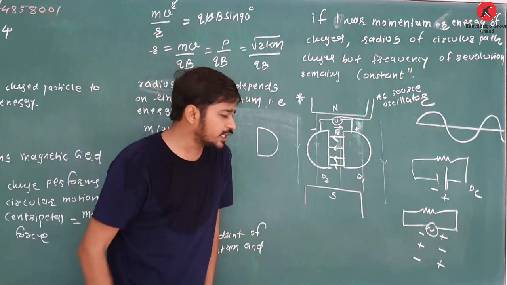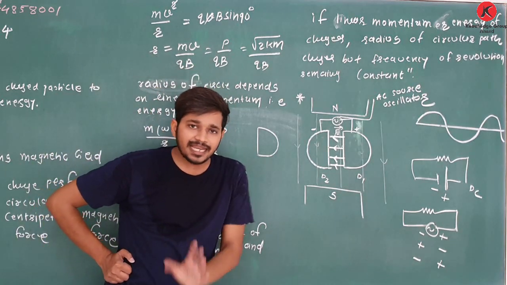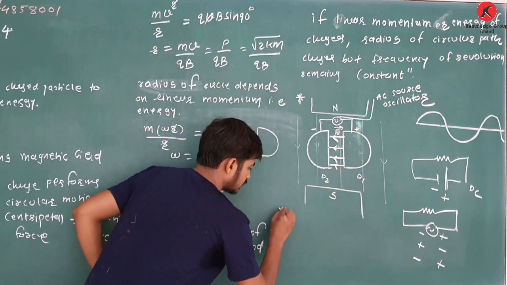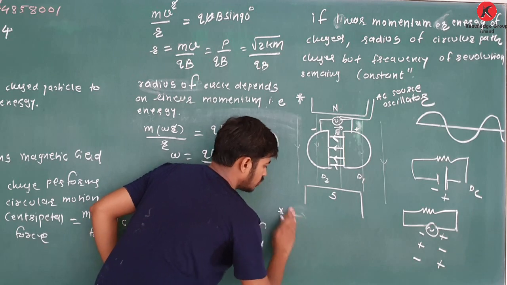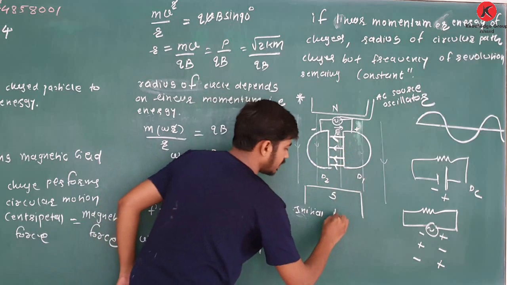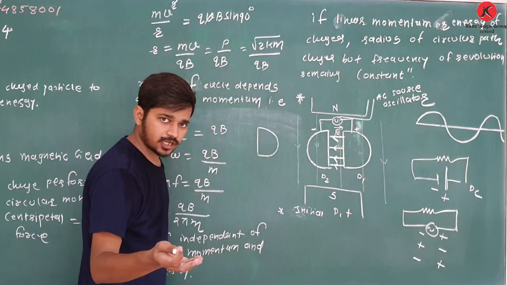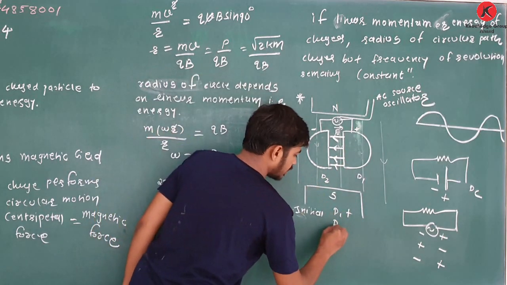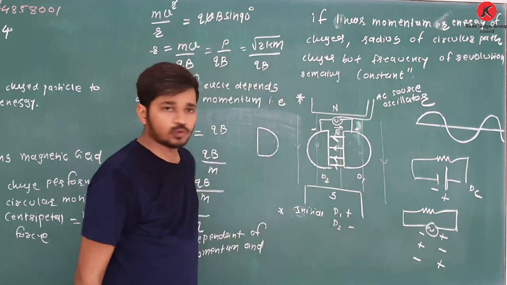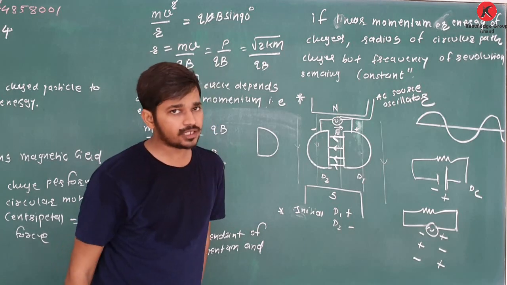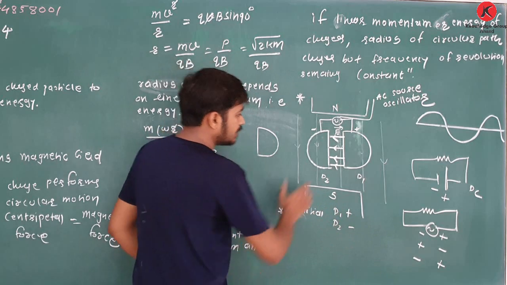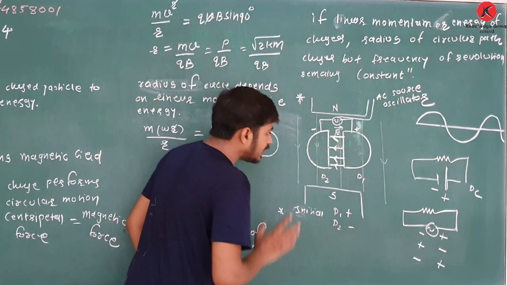See, what is the working? At the initial condition, D1 is at positive potential and D2 is at negative potential. So the electric field is from the positive plate towards the negative plate. Yes, you know it. Now, in this region, we have the electric field.